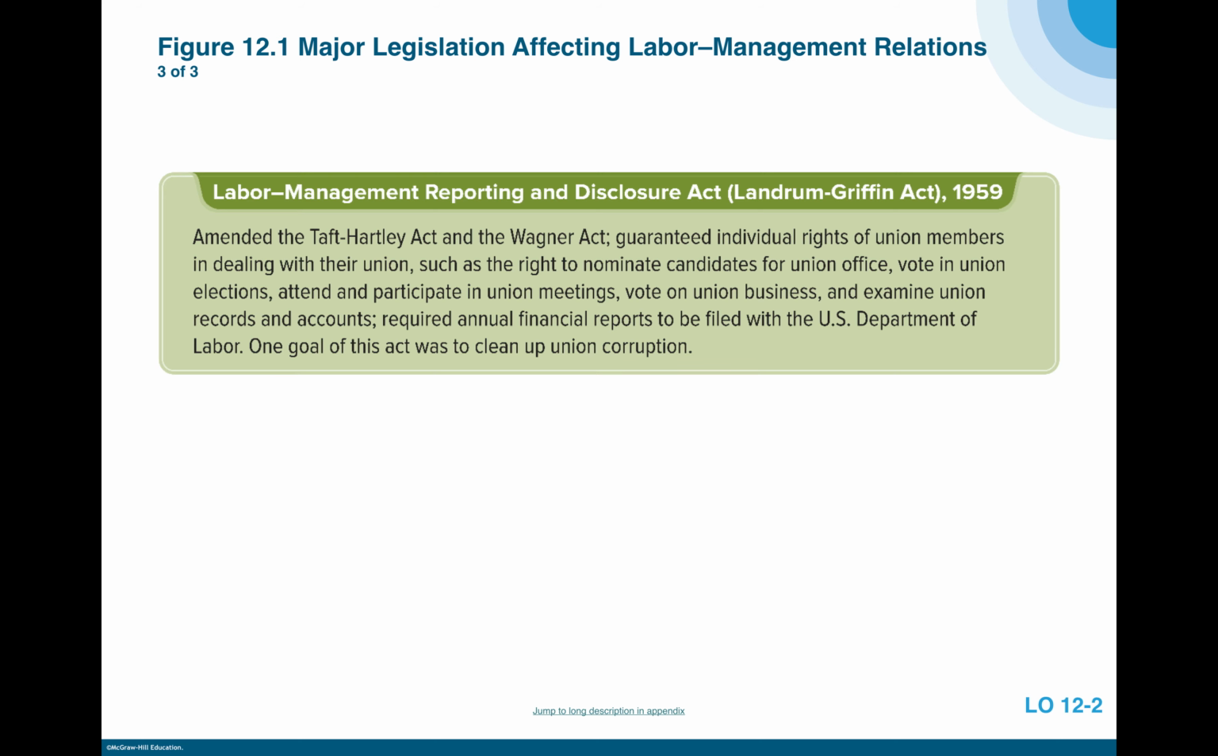And then the Labor Management Reporting and Disclosure Act, or the Landrum-Griffin Act, 1959. This amended the Taft-Hartley Act and the Wagner Act, so it guaranteed individual rights of union members in dealing with their unions, such as the right to nominate candidates for union office, vote in union elections, attend and participate in union meetings, vote on union business, and examine union records. One of the goals of this act was to clean up union corruption. Like I was talking about a couple of minutes ago, the mob had a very big role in unions, and this act helped curb some of that corruption.